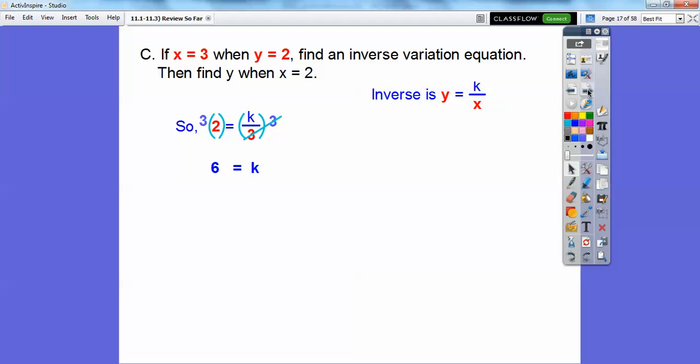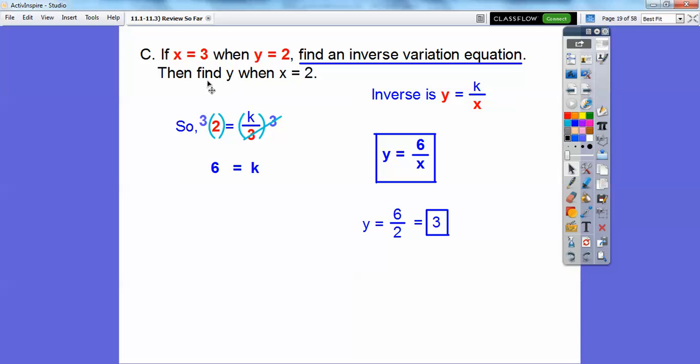Now the first part says write a direct or an inverse variation equation. This is a two-answer problem. One of them is the inverse equation y equals k over x. Since k equals 6, y equals 6 over x. The second part is find y when x equals 2, so we plug in x equals 2. 6 over 2 is 3.